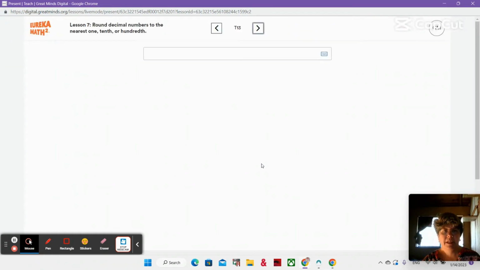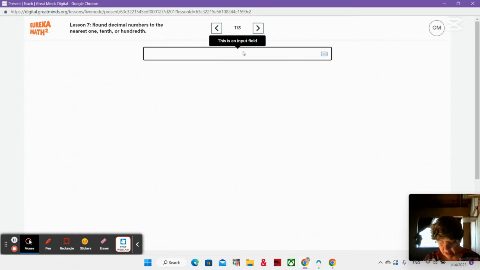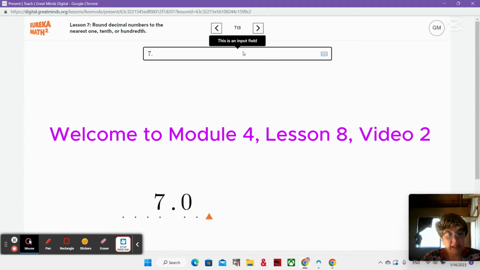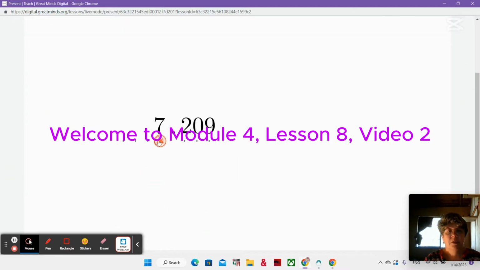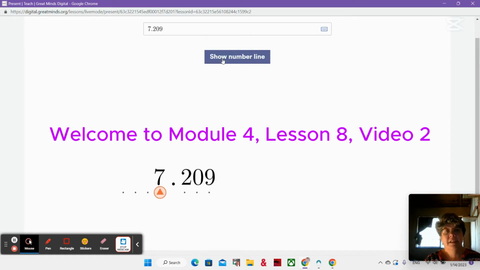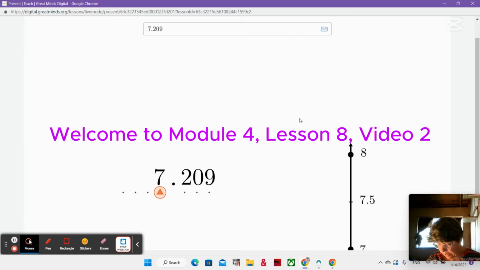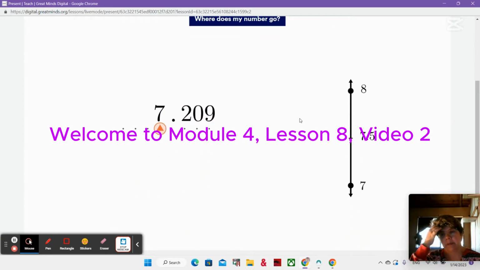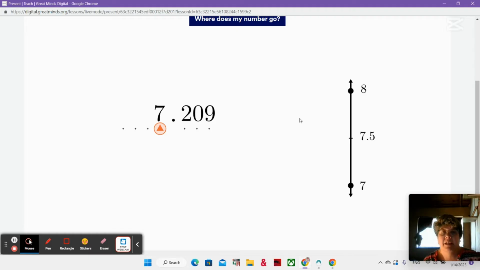Not too bad. So we are going to start on page 75, number 2. We're looking at this number, 7 and 209 thousandths, and we are going to round to the ones place to begin with. I have a number line. It asks you to show your thinking on a number line, so please draw that number line.